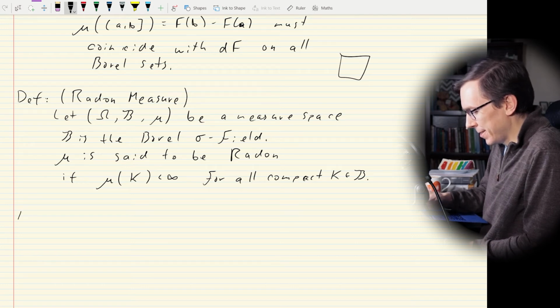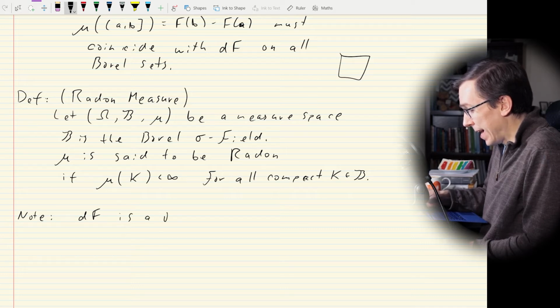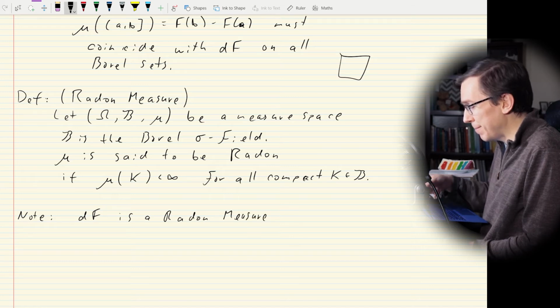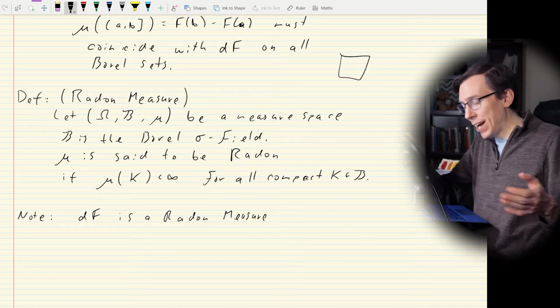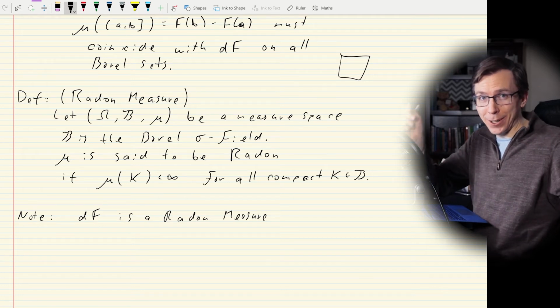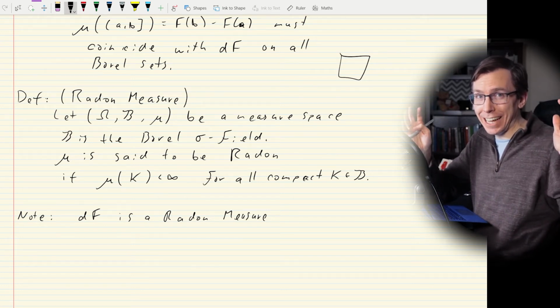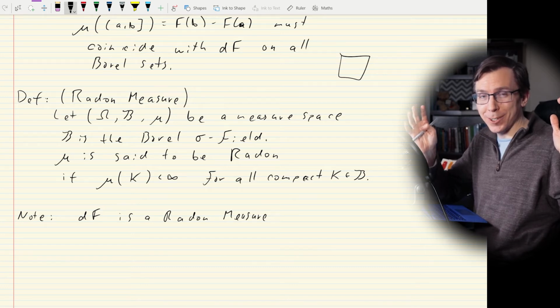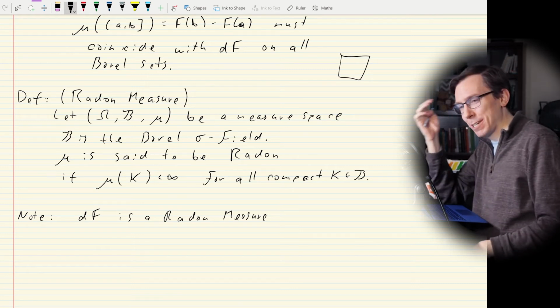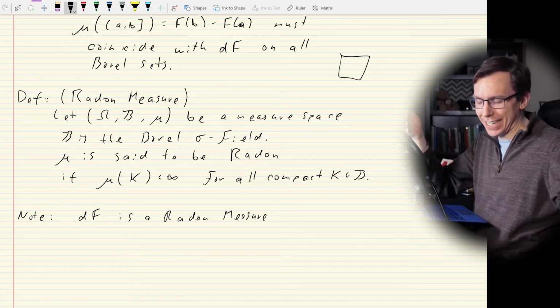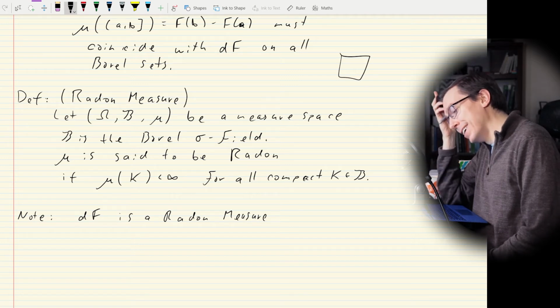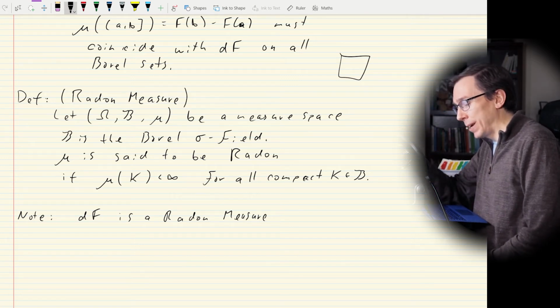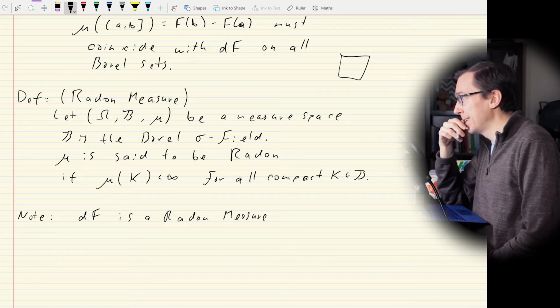So two things to note. df is a Radon measure. I mean, Lebesgue measure you can see immediately as a Radon measure, because if you have a compact set, you can cover it by an open interval on the real line, and the Lebesgue measure of that open interval is going to be bigger than or equal to the measure of the compact set, and that measure of the interval is just going to be endpoint minus endpoint, b minus a, which is finite, and we're done. And in this case, we're just transforming it, so that's good.